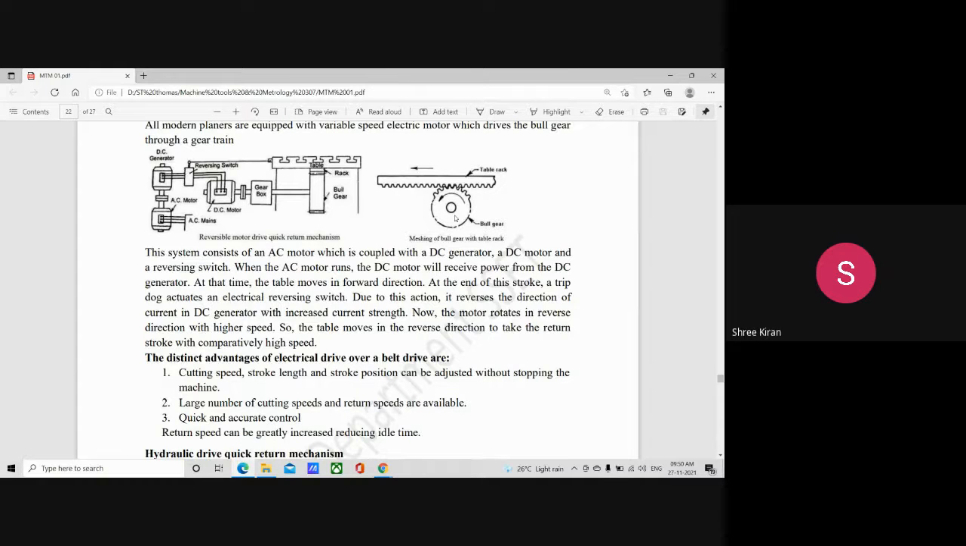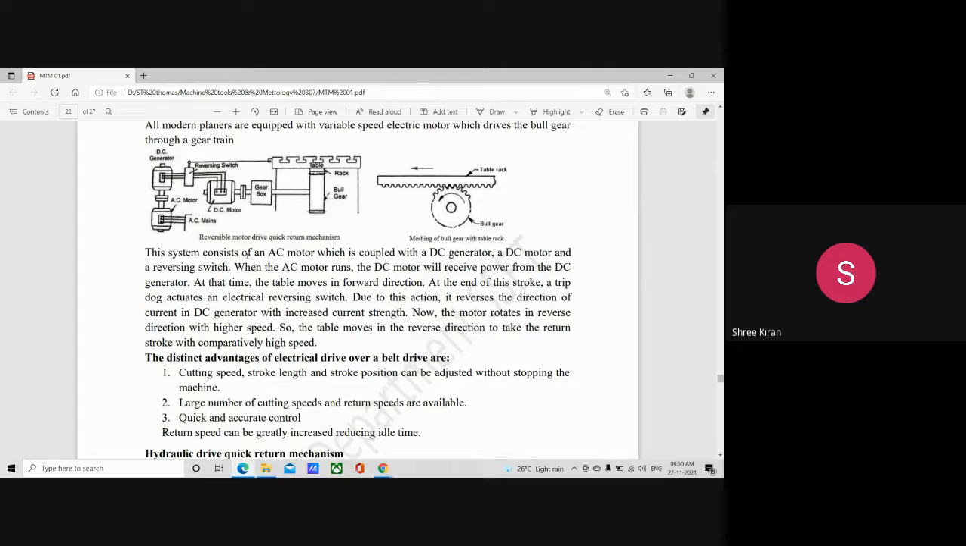Mainly, the system consists of an AC motor, alternating current, which is coupled with a DC generator, direct current, along with a DC motor and a reversing switch. So when the AC motor runs, the DC motor automatically receives power from the DC generator. This is the main criterion in the case of a reversible motor drive quick return mechanism.